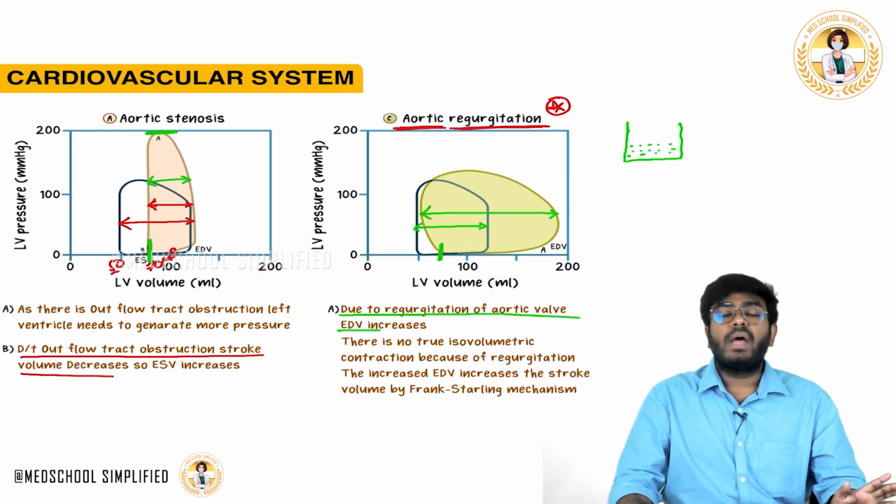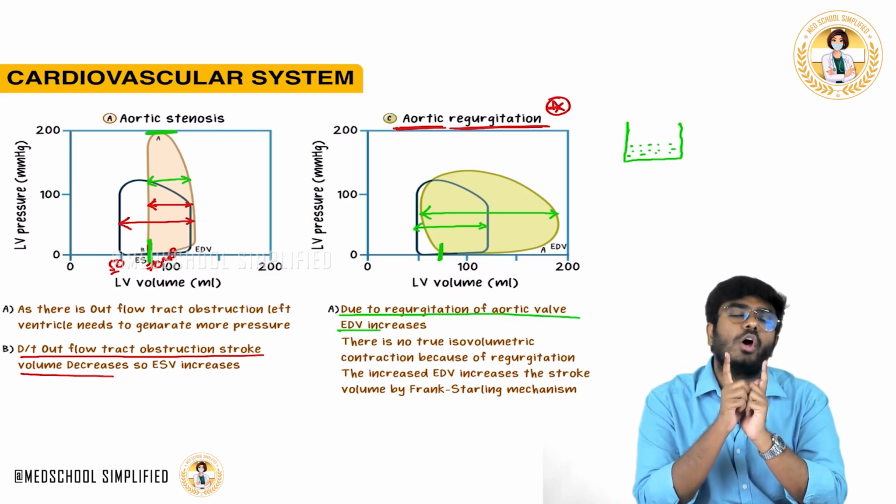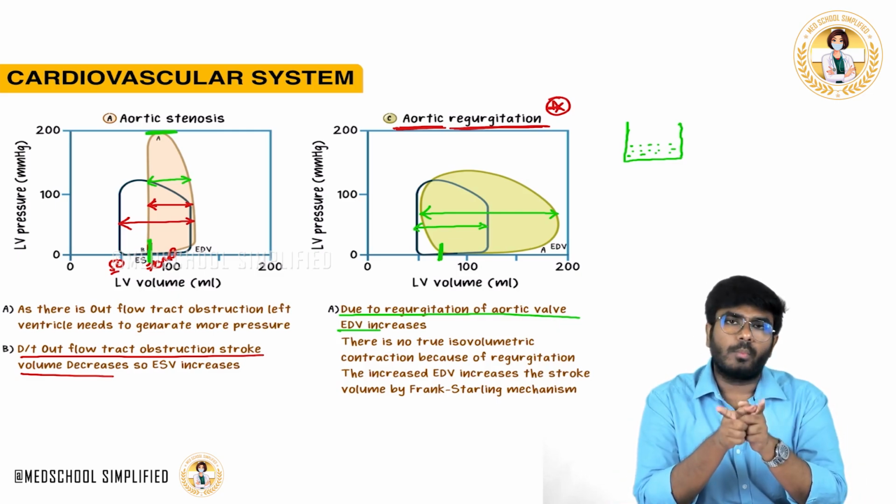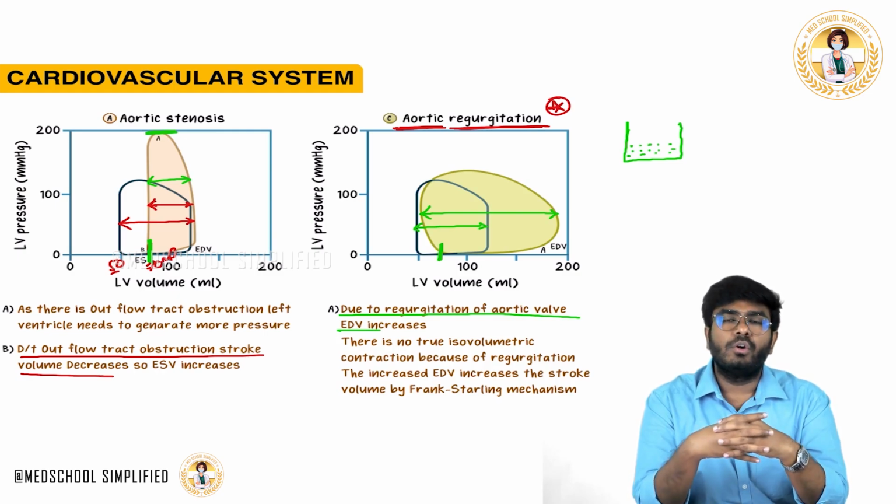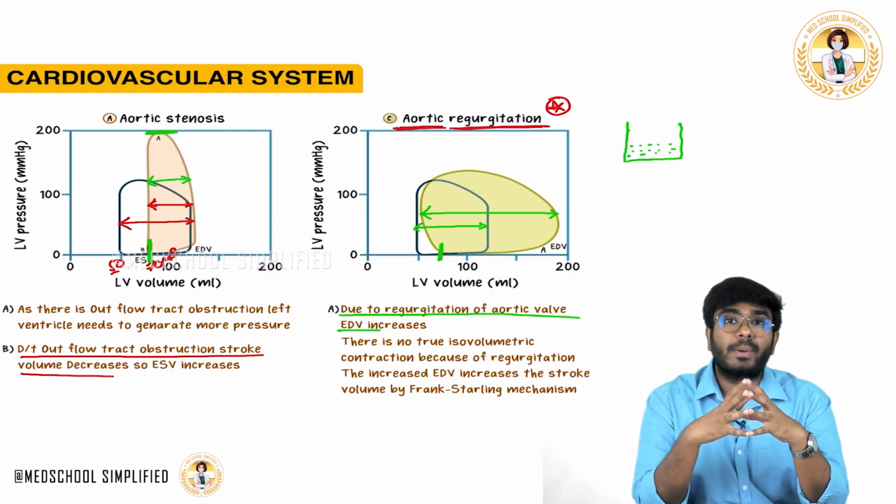So, with this, we have discussed left ventricular pressure volume loops, important points and abnormalities. Hope the video is helpful. In the next video, we will discuss the jugular venous pressure changes.